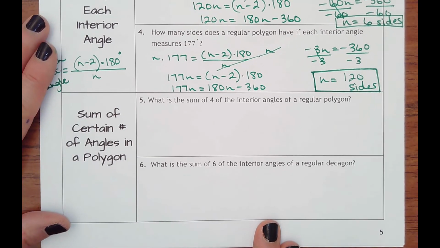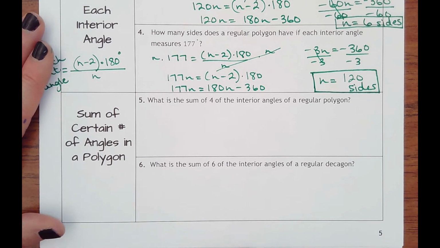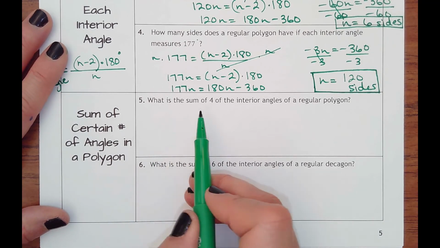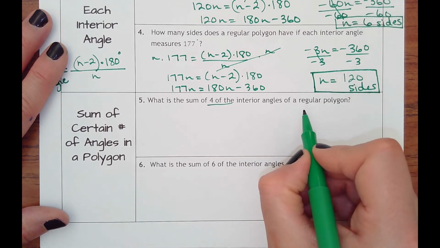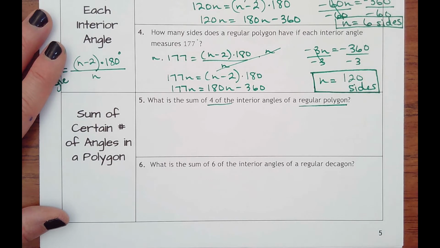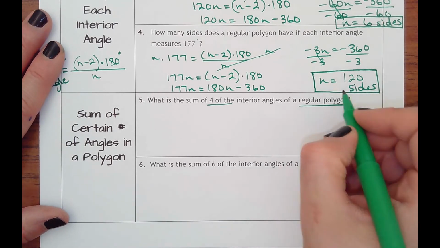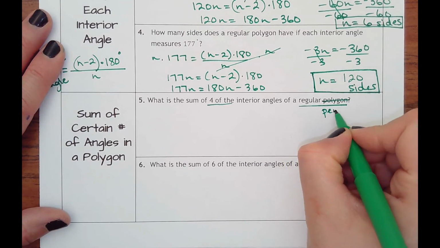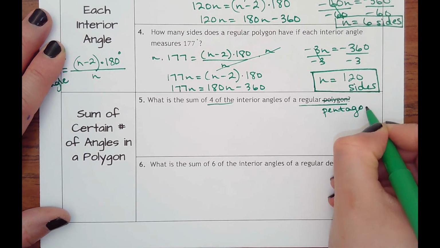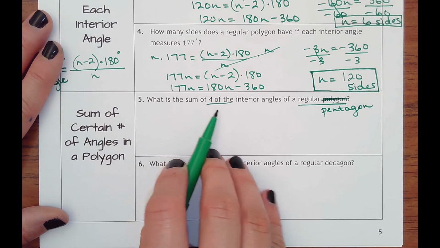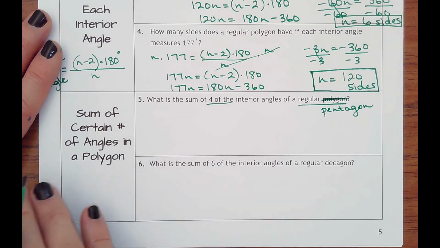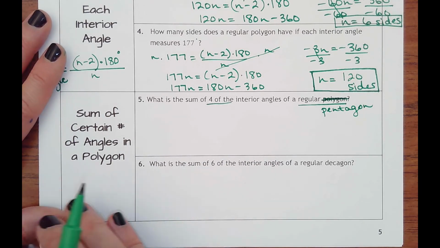And then the last thing is sum of a certain number of angles in a polygon. What is the sum of 4 of the interior angles of a regular polygon? Sorry, that should be pentagon. Polygon doesn't tell us how many sides, so let's change that. That should be a pentagon. What is the sum of 4 of them? So we don't want all 5, but yet we're going to have to figure out the individual, right?